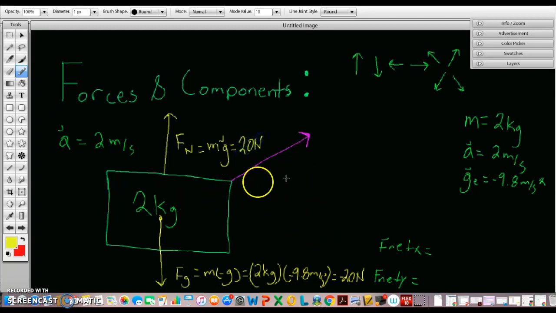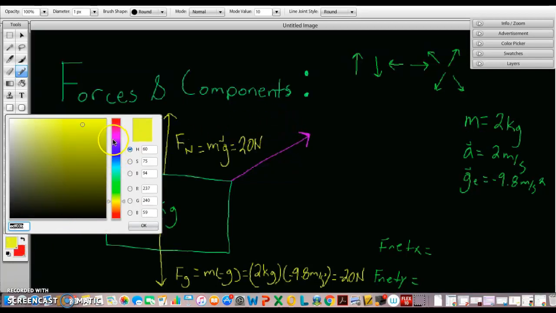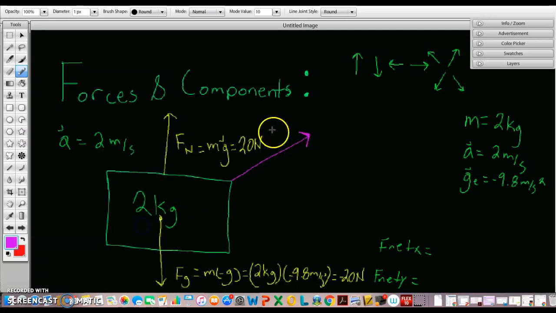And then here we have a force applied that is pushing the block. So that's going to be FAP, which is just the mass times the acceleration. So the FAP, or force applied, is going to be the mass times the acceleration, which is 2 times 2, which is 4 newtons.